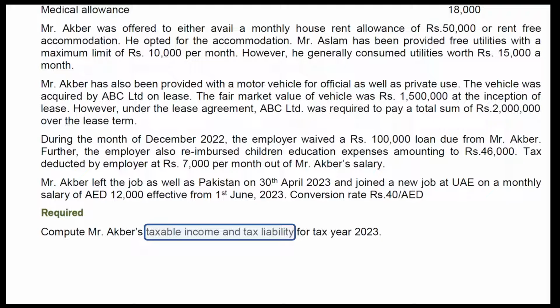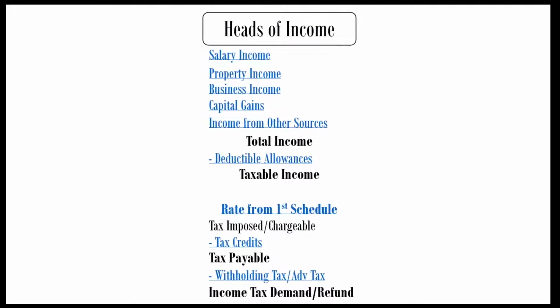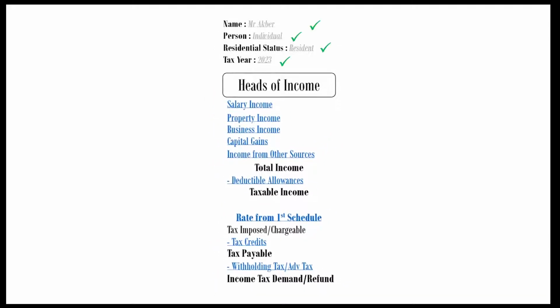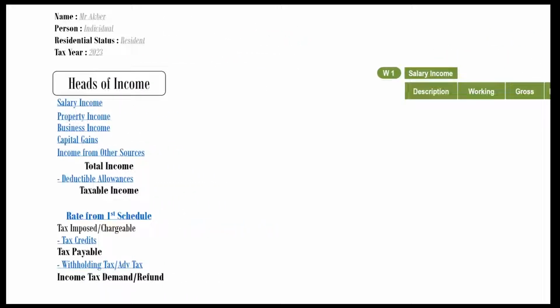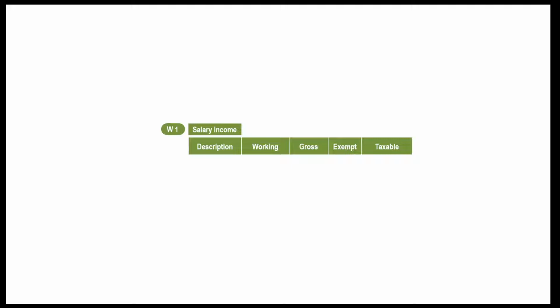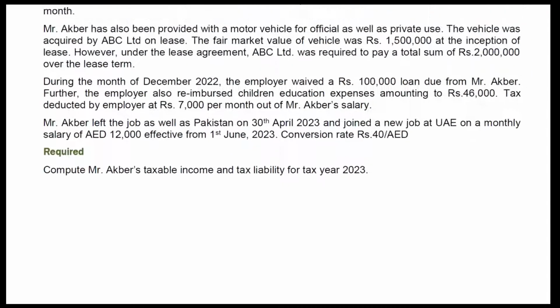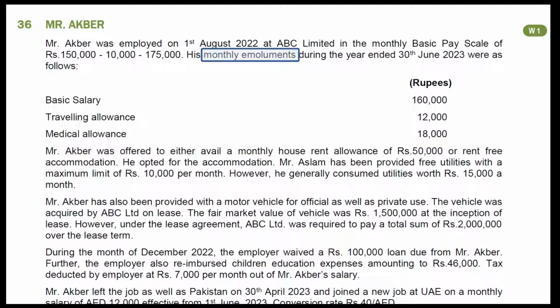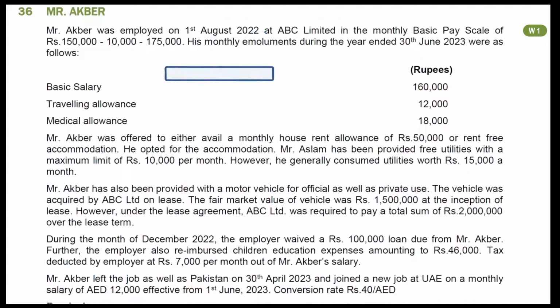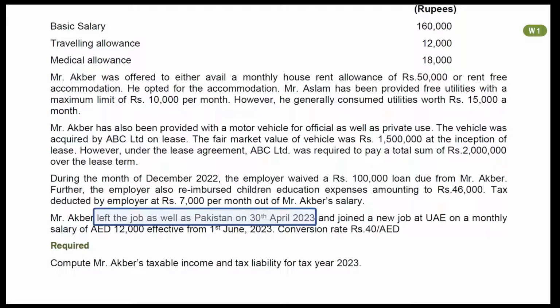Your answer format will look like this. Fill in some basic information like name, type of person, residential status, and tax year. Make your first working on a separate page. For each head of income, you must create a separate working on a separate page. Please note that monthly emoluments have been provided in this question. This means that monthly figures will be multiplied by number of months to calculate taxable salary figures for the tax year. He started his job on 1st August. Then he left the job in Pakistan on April 30th. It means that he has worked for 9 months for this employer.